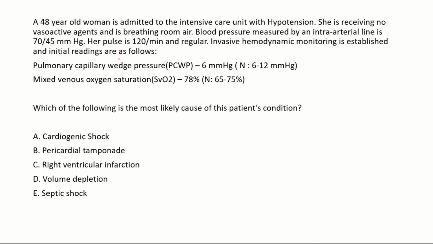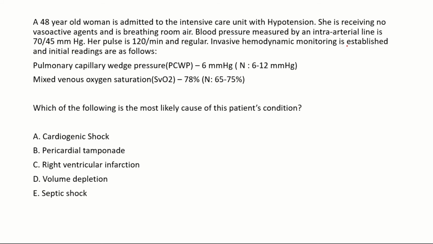So now coming back to this question, a 48-year-old woman is admitted to the intensive care unit with hypotension. She is receiving no vasoactive agents and is breathing room air. Blood pressure measured by an intra-arterial line is 70 by 45 millimeter of mercury. So you can clearly say that she is hypotensive. Her pulse is 120 per minute and regular.